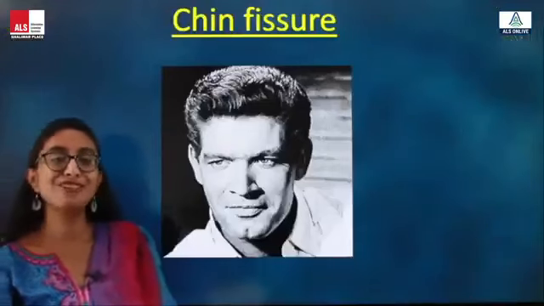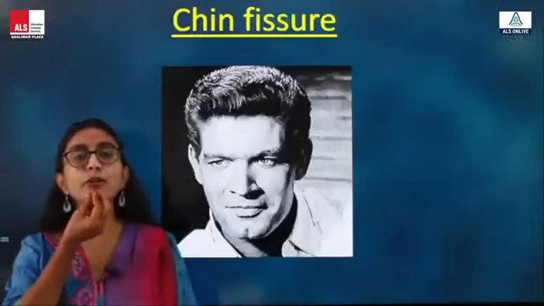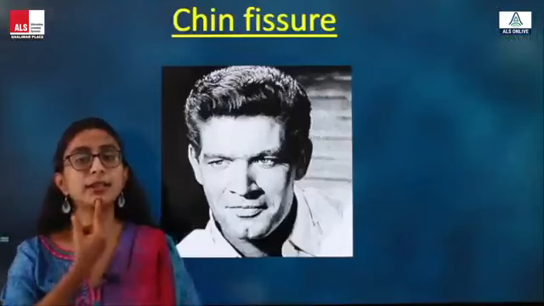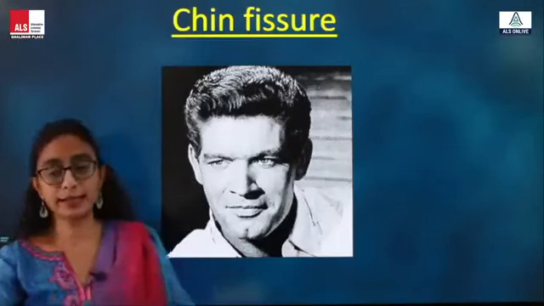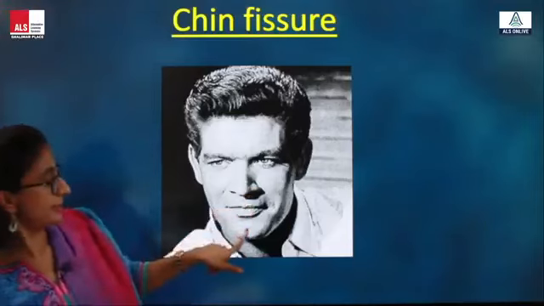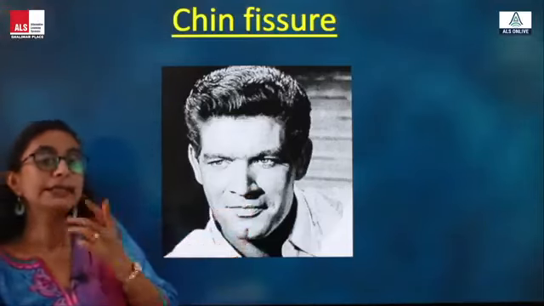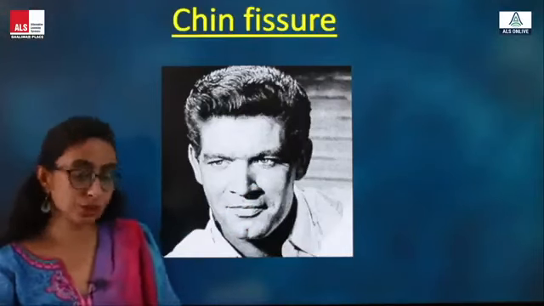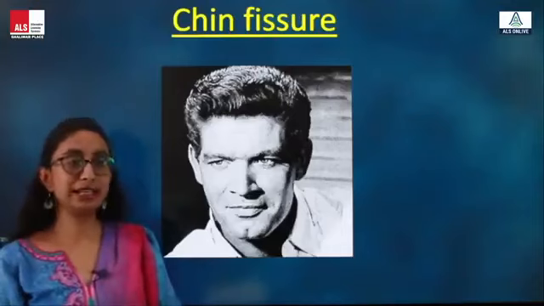Next is mid-chin fissure. You must have seen many people, right? They have a groove over here in the chin. Here in the chin region, you can find people having a groove. Here, as in this case, you can see here, isn't it? Can you see here? He has a groove in the chin. This is called mid-chin fissure, or this is called chin fissure. Okay. This is also a monogenic inheritance.